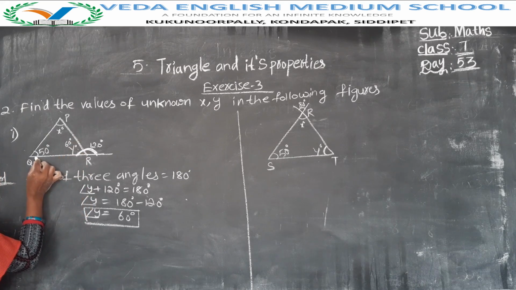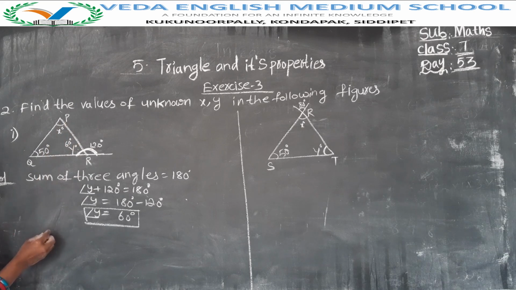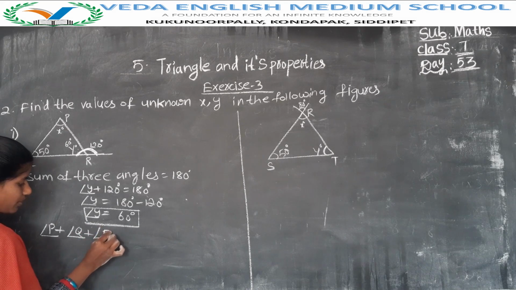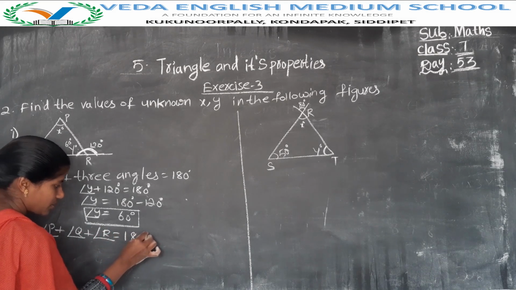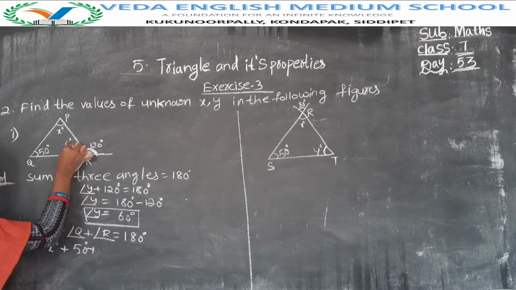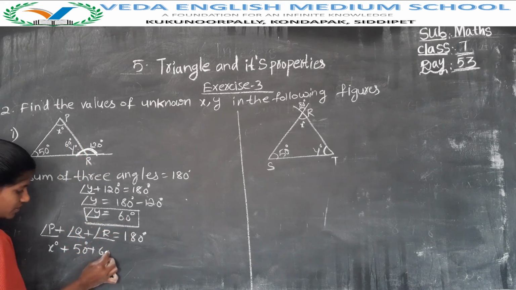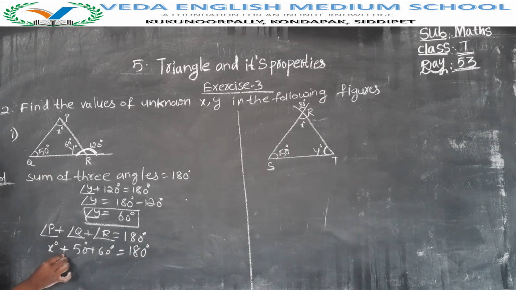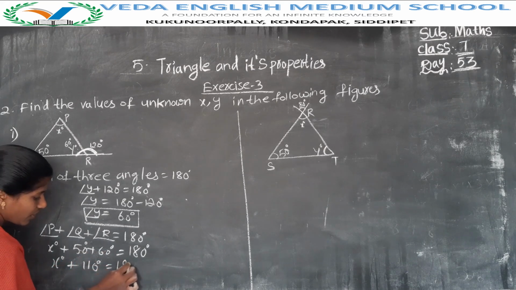Now we know angle Q and angle R. So how to find angle P? The sum of the three angles should be 180. Which are the three angles? Angle P plus angle Q plus angle R should be 180 degrees. Angle P is x degrees, angle Q they have given as 50 degrees, and angle R means y, which we already know is 60 degrees. It is a simple equation. Write x degrees as it is. 50 plus 60 is 110 degrees, and the total is equal to 180 degrees.